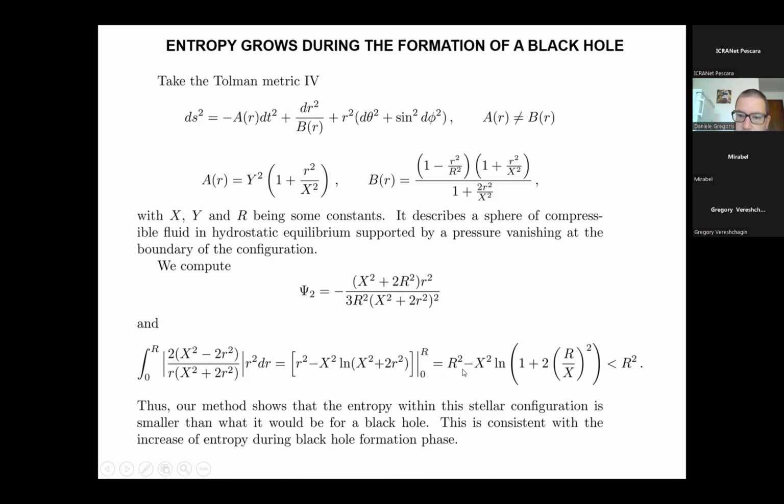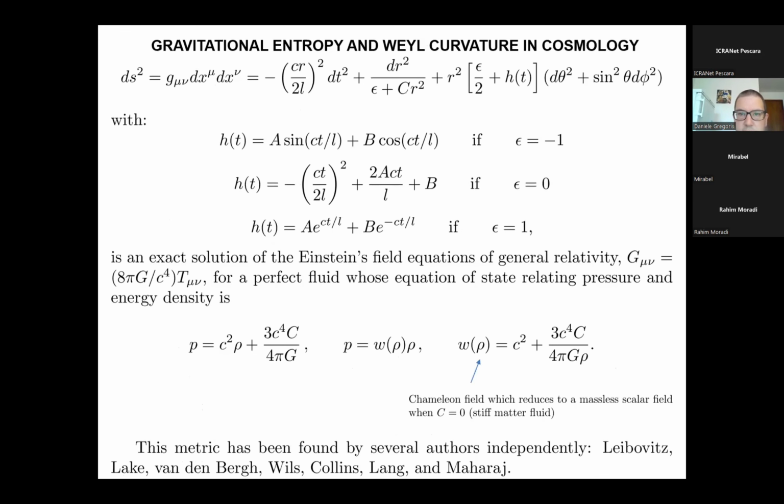So consider that R is the boundary that gives the size of the star. We see that in a star configuration, according to our formalism, entropy is not maximized, and this is physically consistent with the fact that entropy should grow during the formation of a black hole. And so, again, our result does not seem to be only a mathematical coincidence.